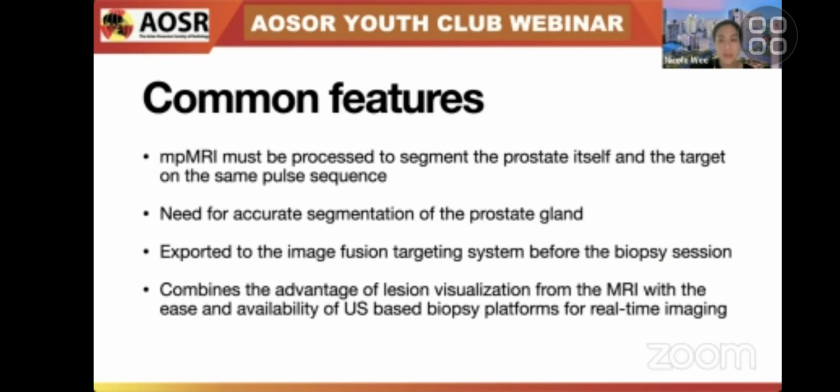So firstly, the multiparametric MR must show the prostate gland itself and the targets on the same pulse sequence, which is usually the T2 weighted axial sequence. Accurate segmentation of the prostate gland is important because it is this segmentation that will be fused to the segmentation at the time of the transrectal ultrasound to provide targets.